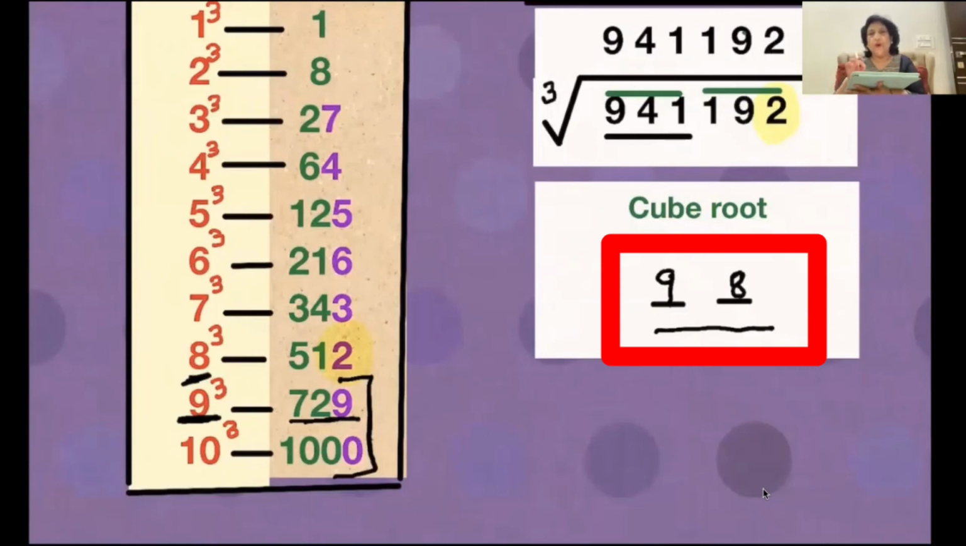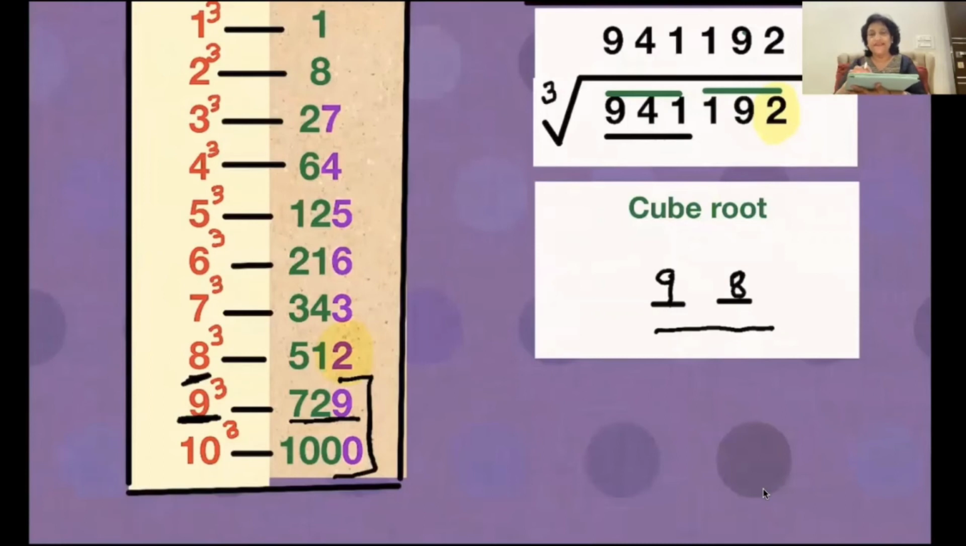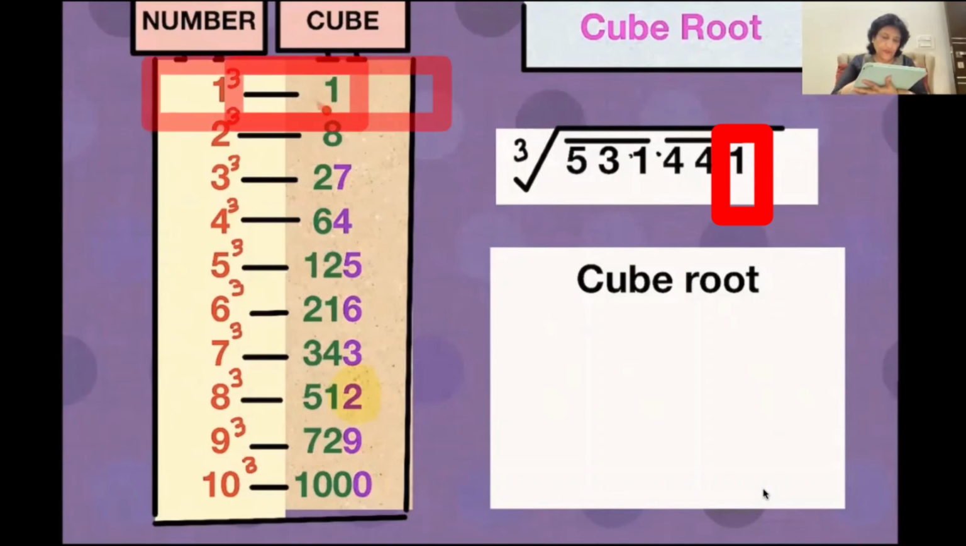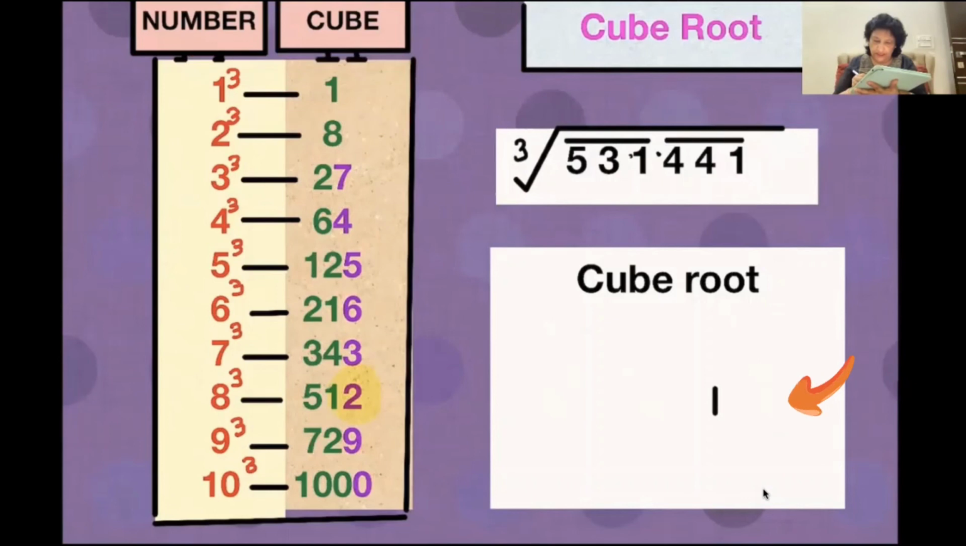Now I want you to pause the video and try this sum. Now look at this number. We will first make groups of 3 digits from the extreme right. We get one group and we get the other group. Now observe the number at its units place. We have 1 at its units place. And which cube has 1 at its units place? 1 cube has 1 at its units place. So that means the number we get at the units place is 1.